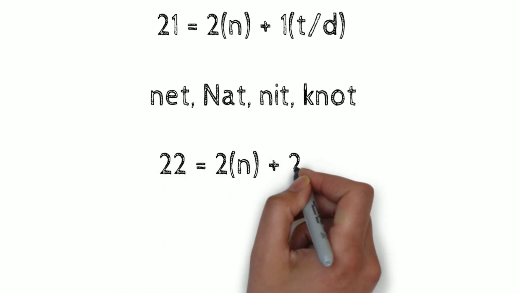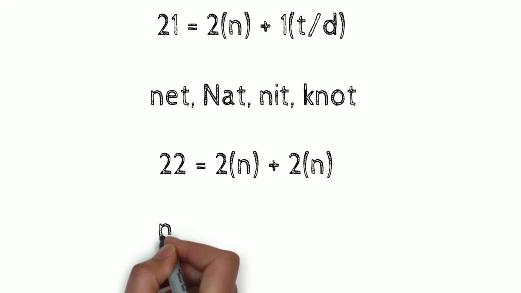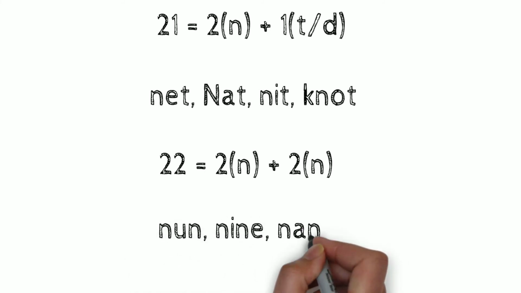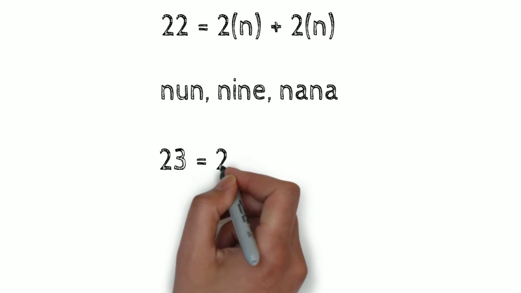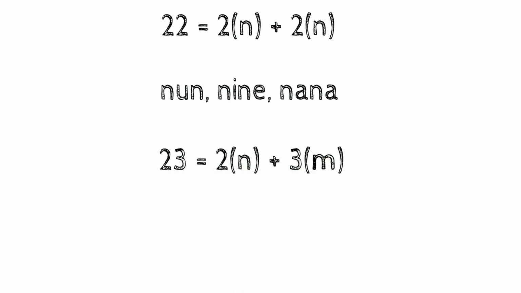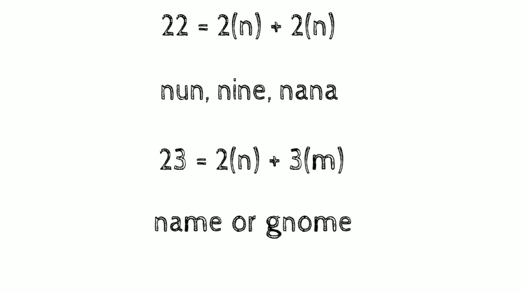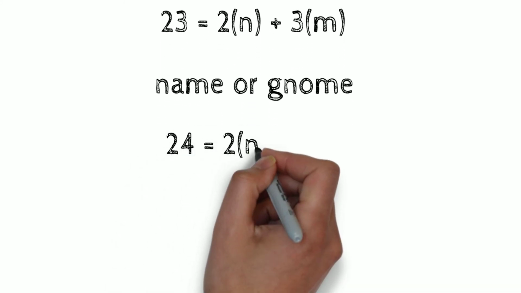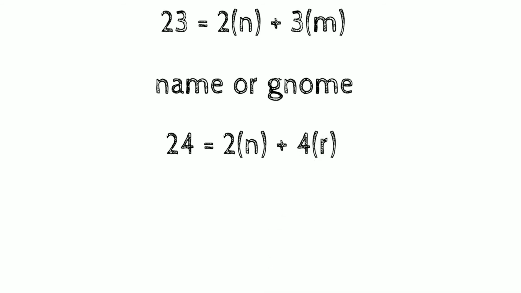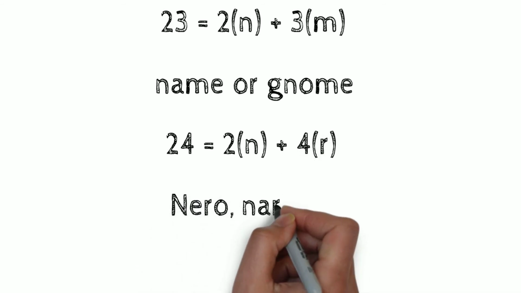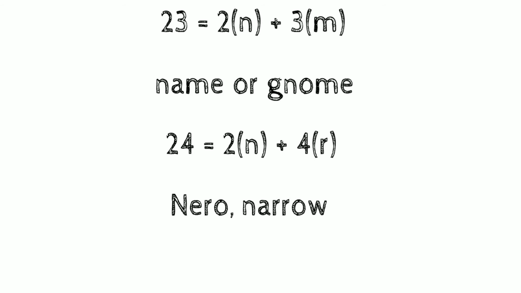Number 22 is represented by two N's. Think of words like none, nine, or nana, for example. Consonants N and M stand for number 23. Bringing them together, you can form words like name or gnome. The G is silent in gnome. For 24, the letters are N and R. This brings up words like Nero, the Roman emperor, or narrow. For narrow, disregard the double letter and the consonant W as it's irrelevant to the peg method.